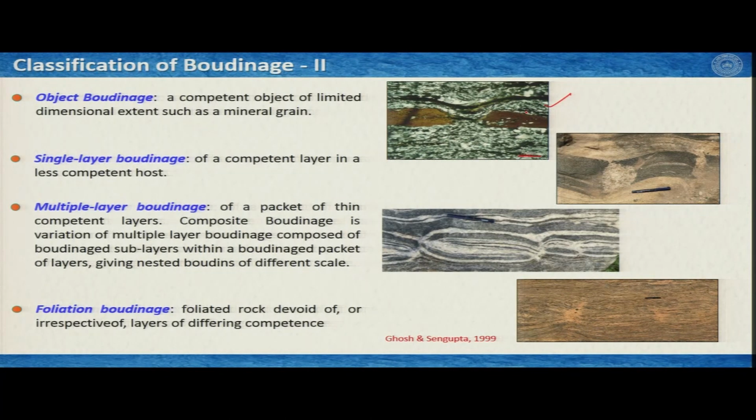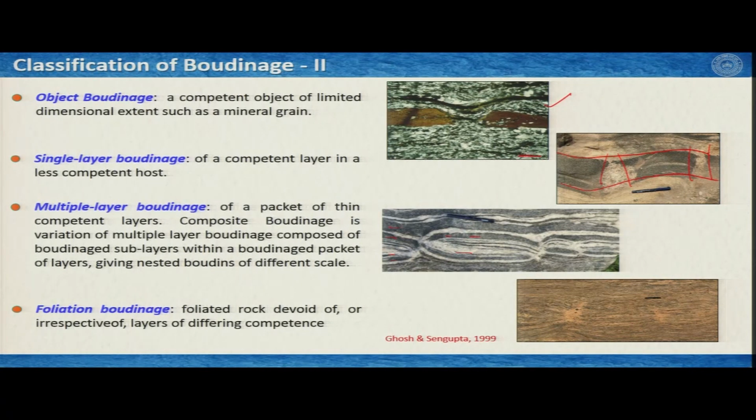Now, single layer Boudinage is generally where you see a single competent layer which is embedded within a less competent host. As you can see here, there is a single competent layer undergoing Boudinage processes here and here. Now, multiple layer Boudinage is a very interesting one, is some sort of a packet of thin competent layers, as you can see here. So, these are some thin competent layers, and they actually get Boudinaged together, and sometimes they are also known as composite Boudinage.